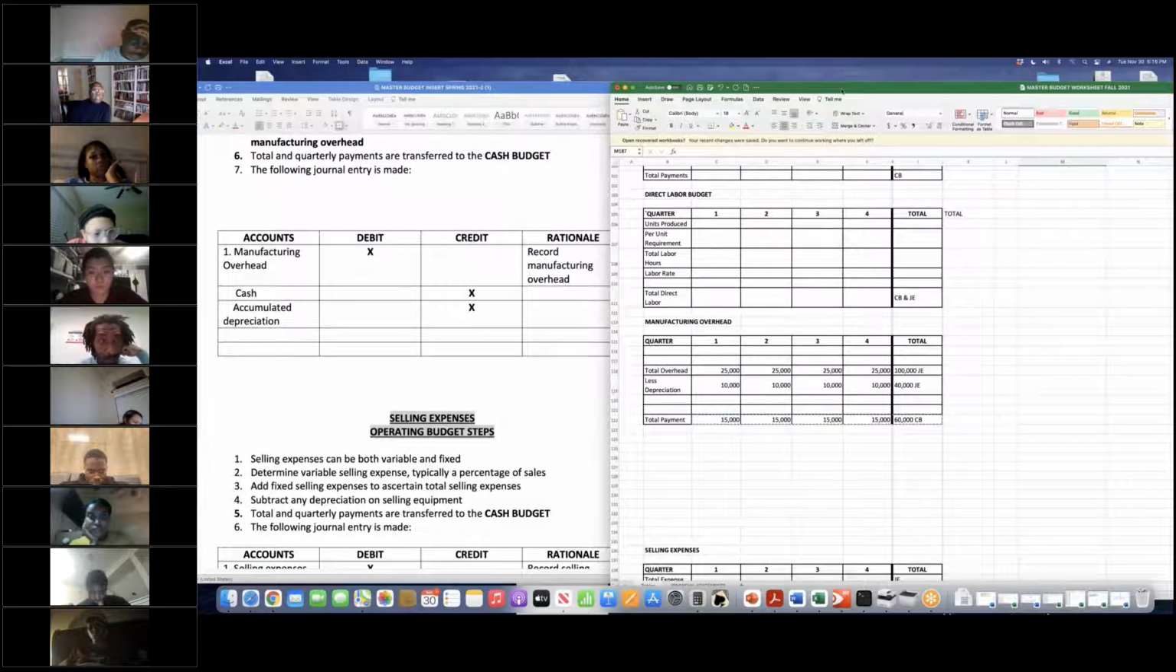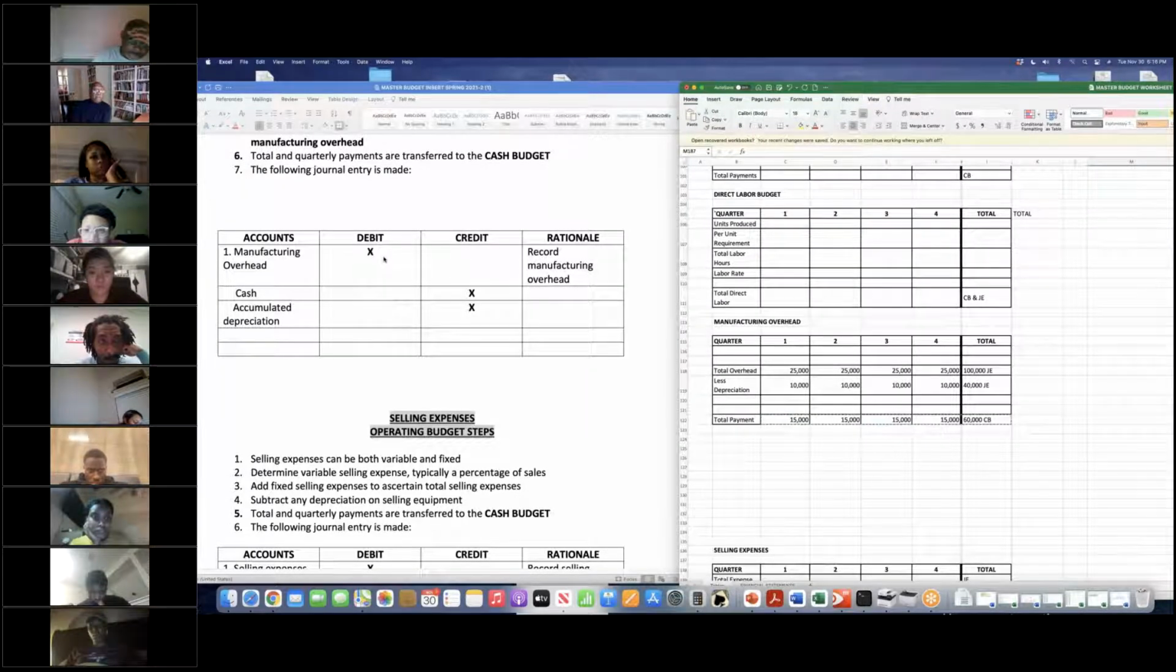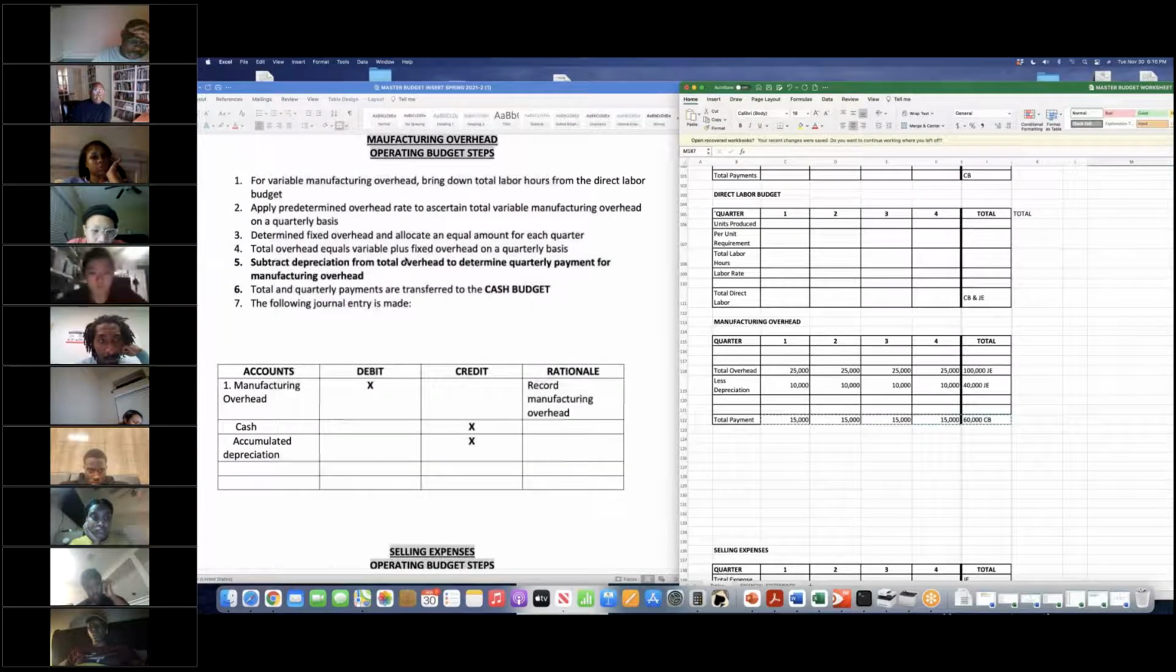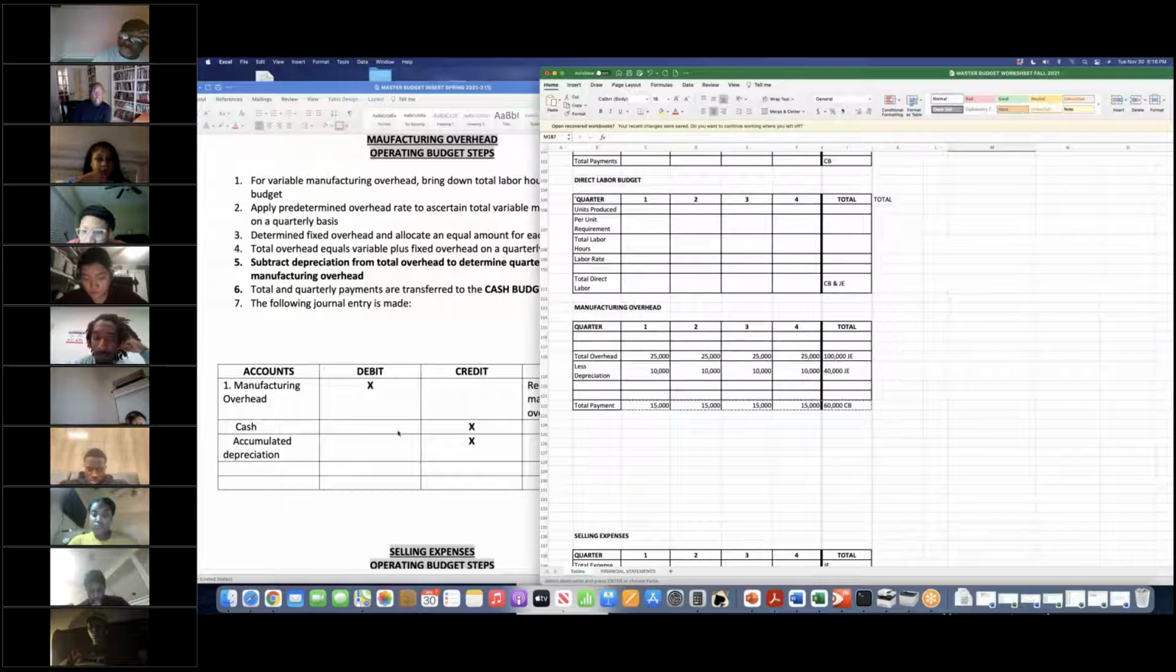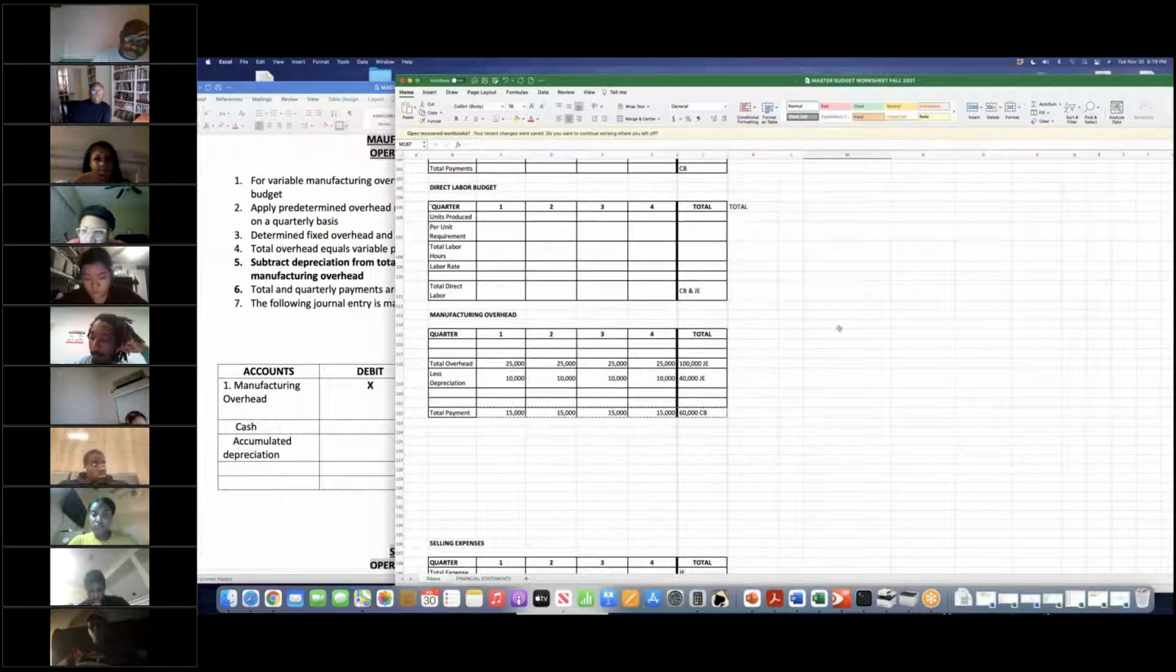So it says, well, we debit what? On manufacturing overhead. What do we debit? 100,000 for what account? For manufacturing overhead. And we credit what? Cash for 60. So the key thing is that whenever you work on a schedule, the journal entries that you got to make are right. They're already set in stone for you.